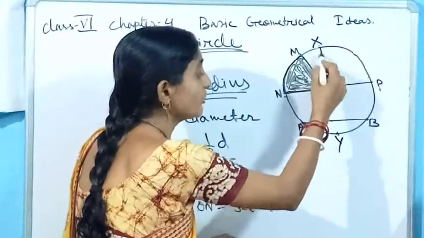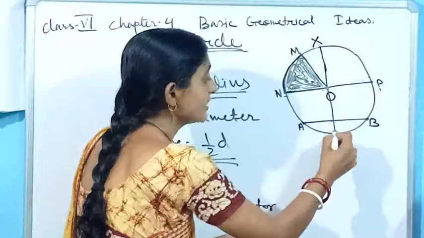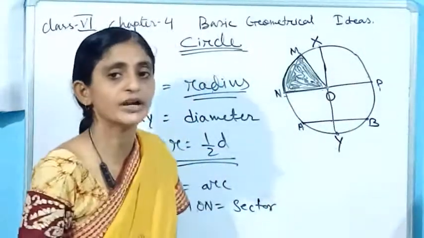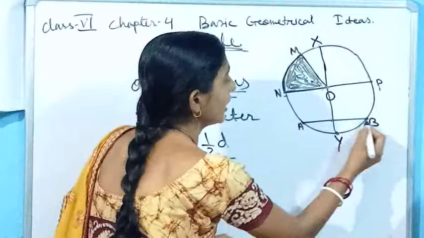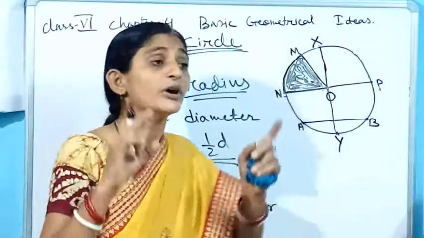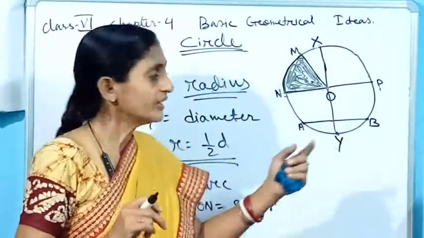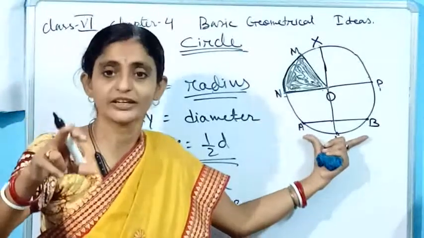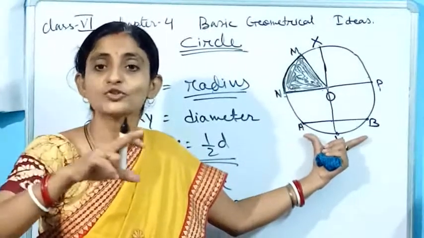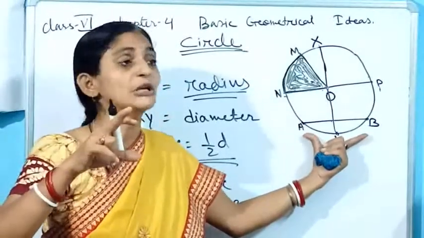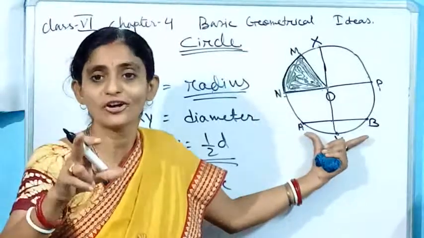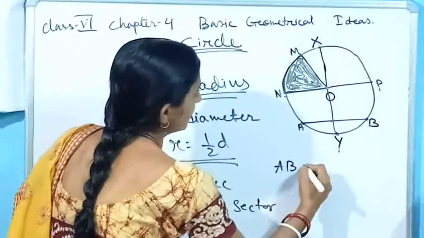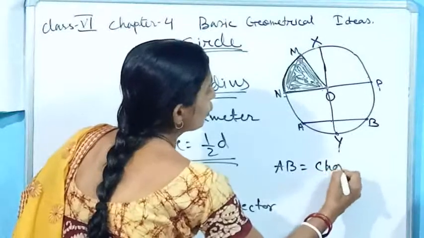What will you call it? It is not passing through the center, you can see. Earlier when we were talking about XY, that was passing through the center, and we called it the diameter. But here I have drawn AB. What name will you give this one? Any two points on the circle, if you join them, will be called a chord. Here AB is a chord.